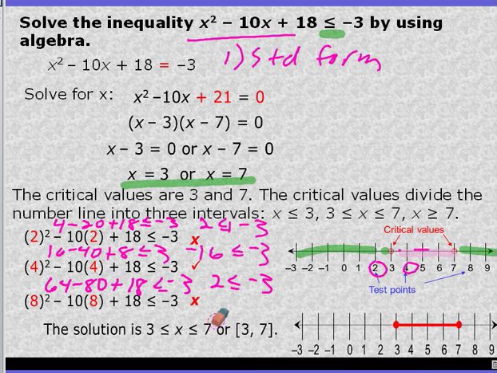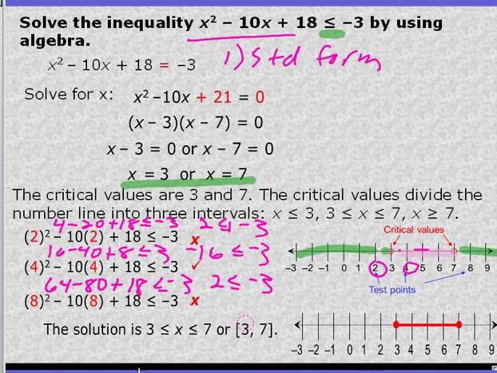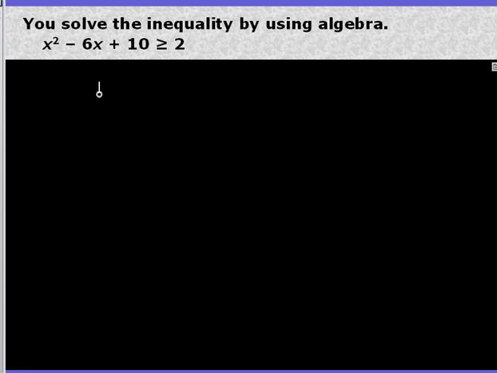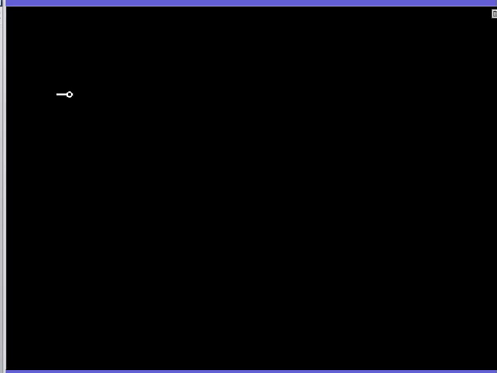And that means this is algebraically what our solution is. This is the number line, and this is how you should write out your solution numerically: x is greater than or equal to 3 and less than or equal to 7, or in interval notation, between 3 and 7. All right, so those are the 2 examples. This is one for you to try algebraically. Bring your questions to class, and this is your homework.